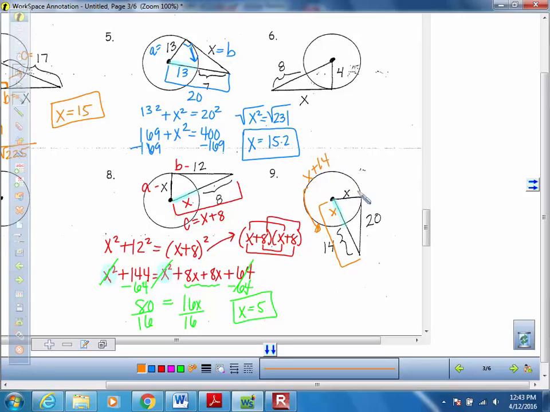Does it matter? Well, x looks like the smallest side, so I'm going to let that be a and 20 be b. So I'm going to plug into my formula. I'm going to do a squared, which is x squared, plus b squared, which is 20 squared, equals c squared, so (x plus 14) squared. I didn't put my 90-degree sign. We know that it's where the radius and the tangent meet, so here it was on this edge of the circle, and in this problem it was here.